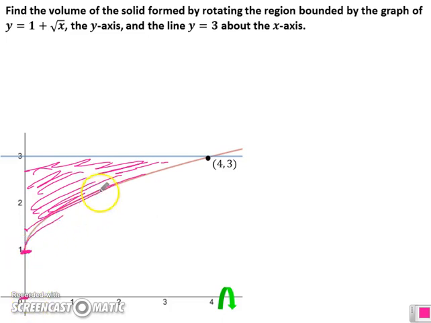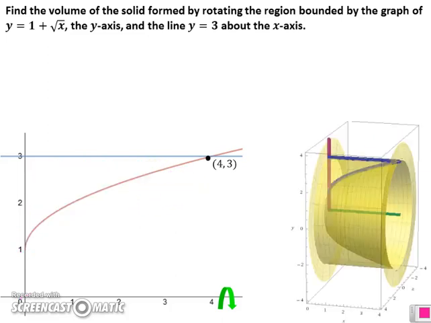And it curves out like this. So this one has a gap in the center. This is called the washer method. This will look something like this. Let me help you visualize.